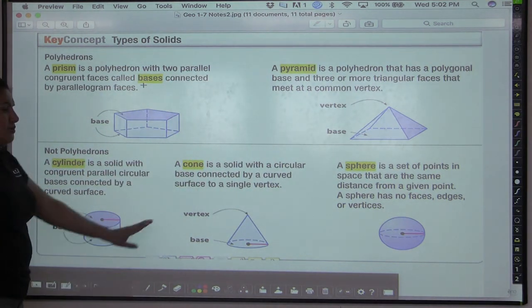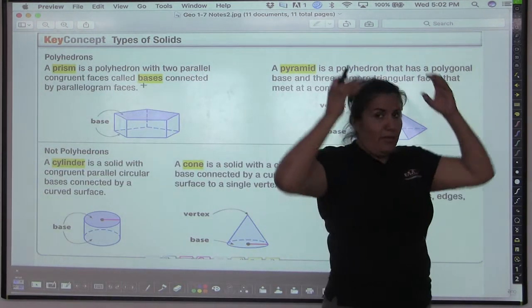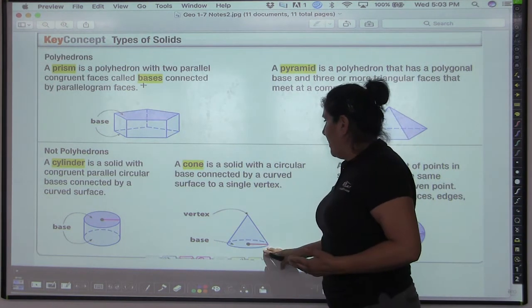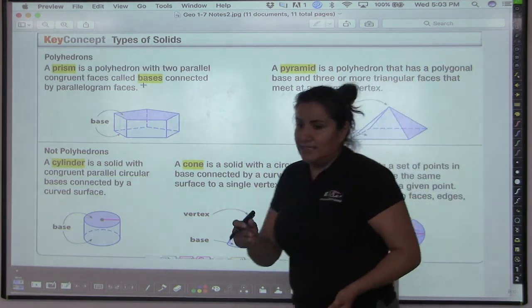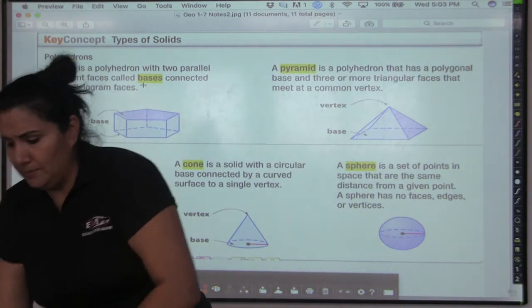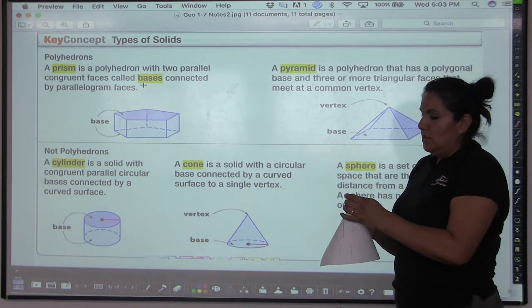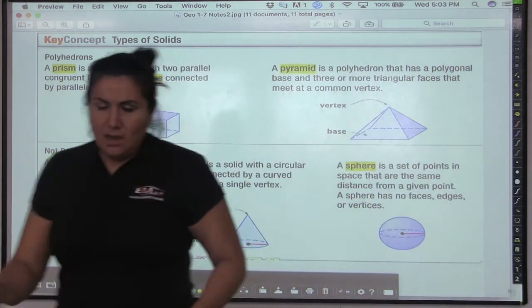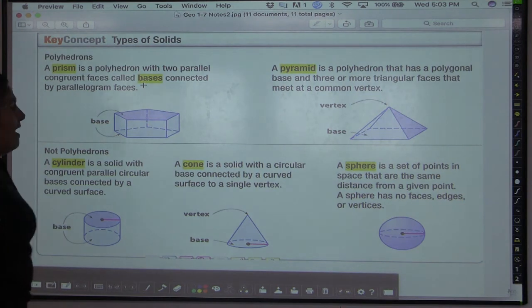A cone is very similar. I'm sure you've seen these before. We have cones that you see on the road, cones that people put on their heads for party hats. So again, not all flat surfaces. The bottom is a flat surface, but the rest of this looks like a triangle, but it's not a triangle. I can take a piece of paper and make a little cone out of it. I'm sure you've seen this happen before. So again, it's not flat, it's circular around. A cone is a solid with a circular base connected by a curved surface to a single vertex. So there's a cone, not a polyhedron, but it is a cone. And then you have a sphere.